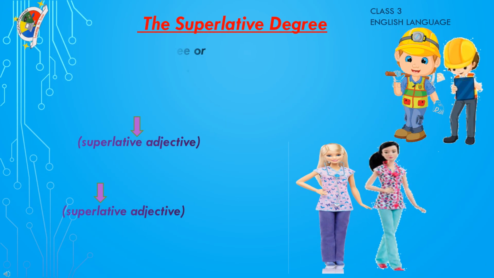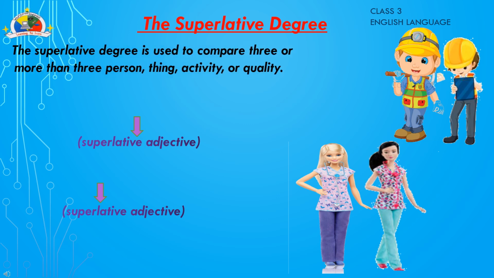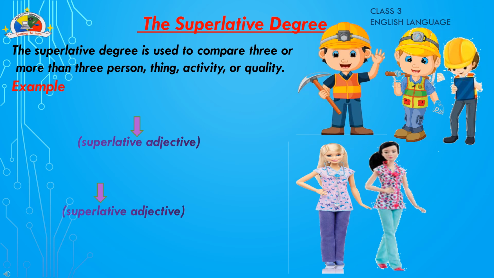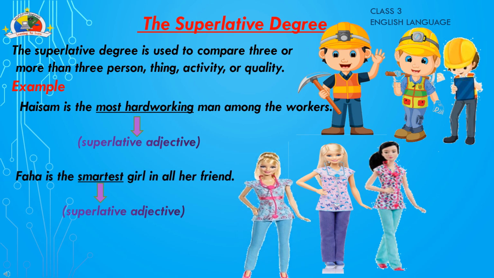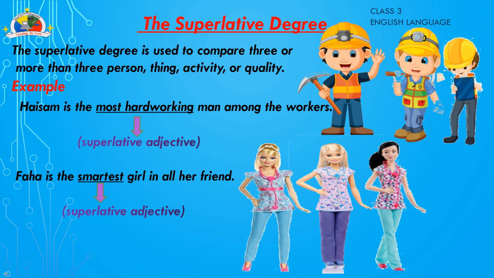The superlative degree. The superlative degree of adjective is used to compare three or more nouns or pronouns. That could be any person, place, thing, activity, or quality. Consider the following example. Hassan is the most hardworking man among the workers. Here we are comparing the man's work with the rest of the workers, and since it's more than two people, it's a superlative degree. Faha is the smartest girl among all her friends. Here we are comparing Faha's smartness with all her friends. And since it's more than two people whom we are comparing with, it's superlative or highest degree of adjective.